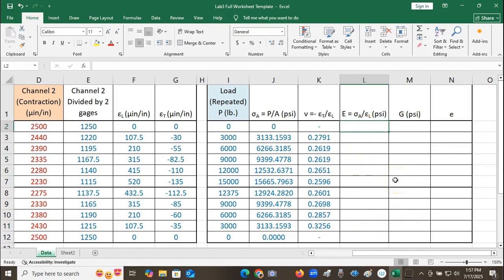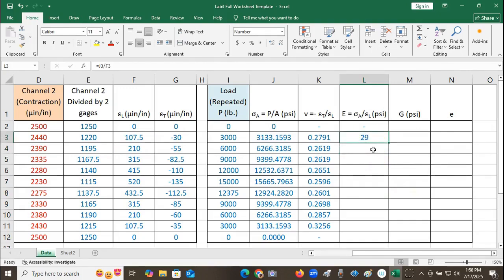Okay, now what is Young's modulus? Modulus of elasticity, named after Thomas Young, a British eye doctor who lived in the olden days. Well, Young's modulus at 0 pounds, I don't care, so I can just put a dash there. Okay, so E, it's telling you here, it's stress divided by longitudinal strain. So this is equal to stress, which is right here, and then divide that by longitudinal strain, which is over here. Okay, like this.